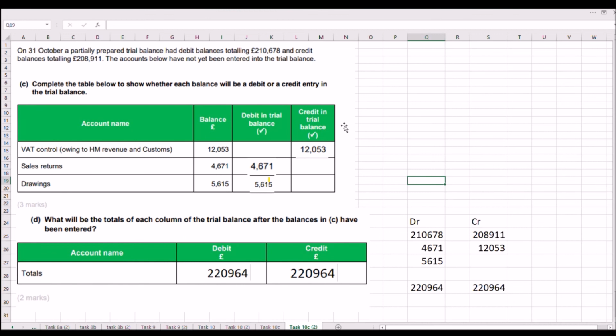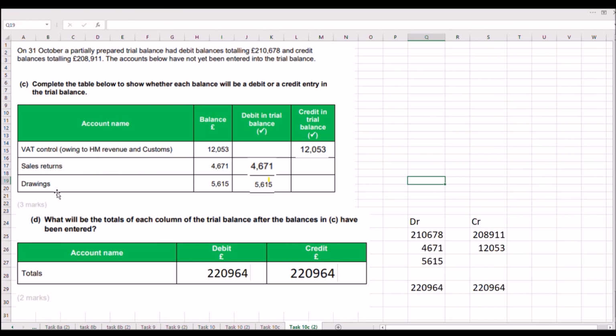Okay, so this is just a trial balance question here. So we've got our amounts here. In terms of VAT owing to HM Revenue and Customs, that's money going out, so that'll be a credit. Sales returns, so this is less money available to shareholders, less money to be able to go out, so that's a debit. A reduction in the money out item is a debit.